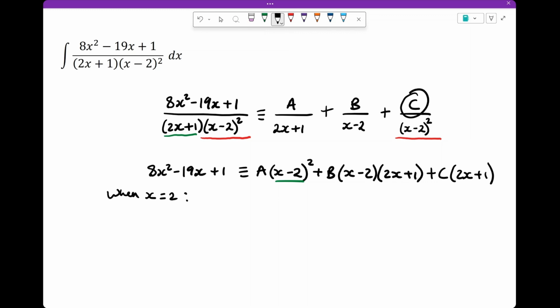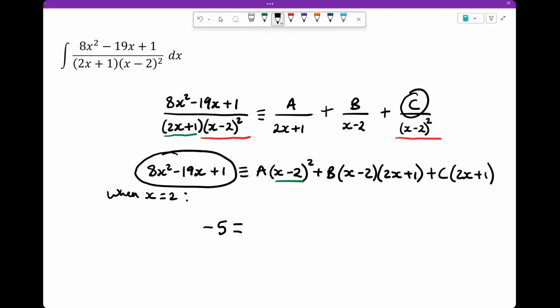To do this, we're going to substitute the 2 into the left-hand side. So let's put that into the calculator. So we'd have 8 multiplied by 2 squared, subtract 19 times 2, and then plus 1, which gives me negative 5. Now we have to substitute the x equals 2 into the right-hand side of my identity.